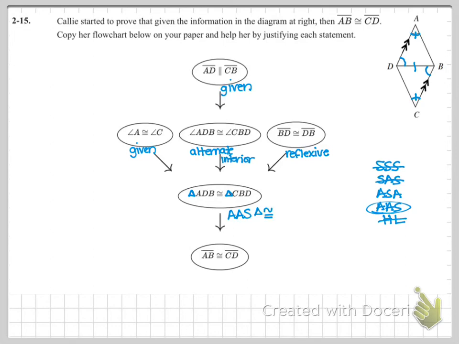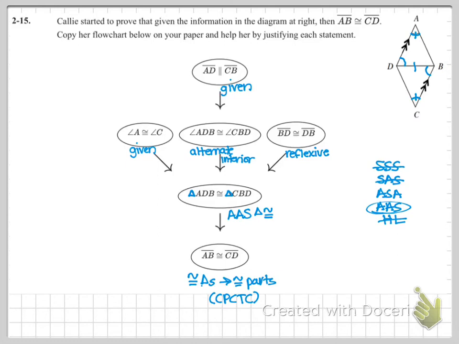And then the last thing is AB and CD. Okay, AB and CD. Not marked in the picture, but we did prove that the triangles were congruent, which means this is congruent triangles give congruent parts. Or you can use CPCTC. Now, CPCTC, just so we know, is corresponding parts of congruent triangles are congruent. It's kind of a mouthful.